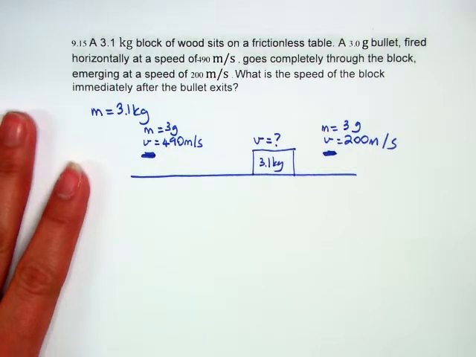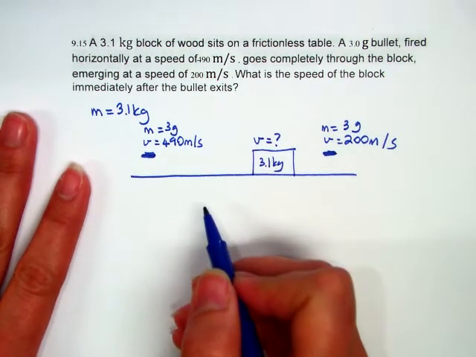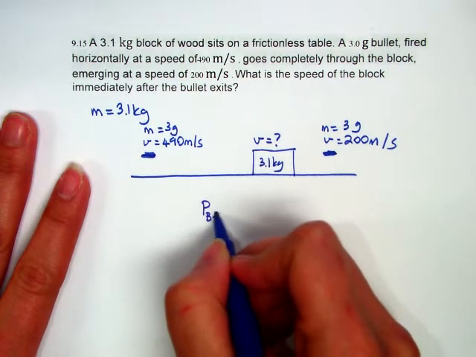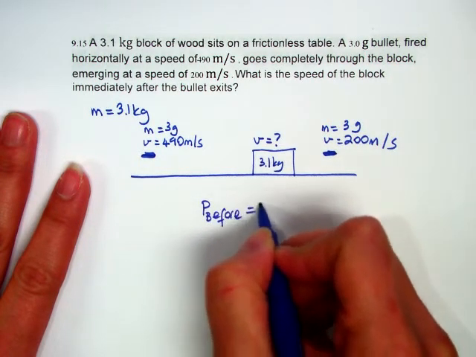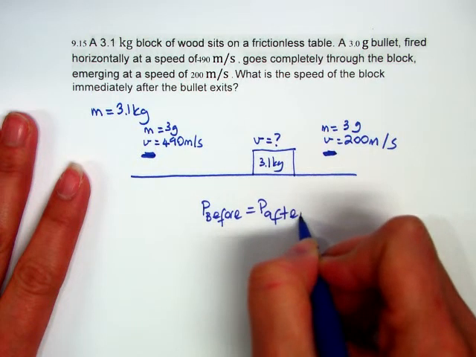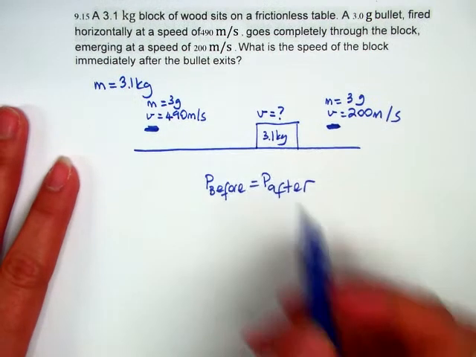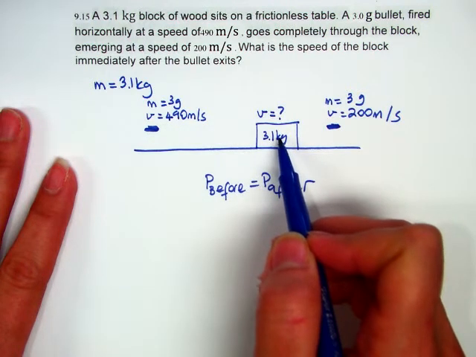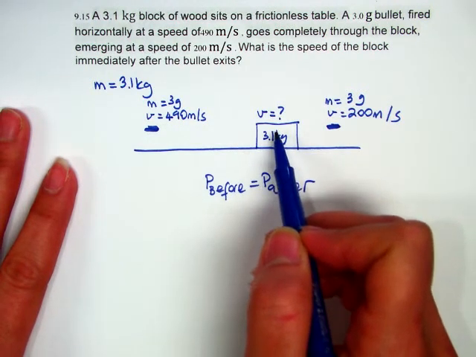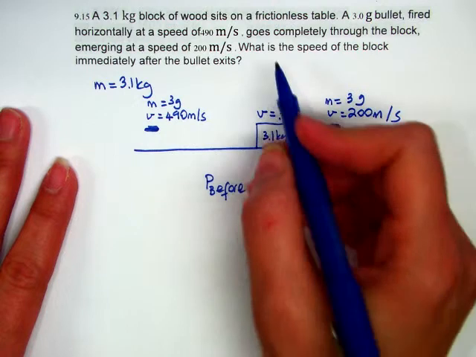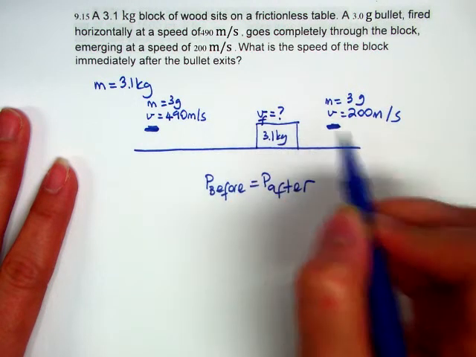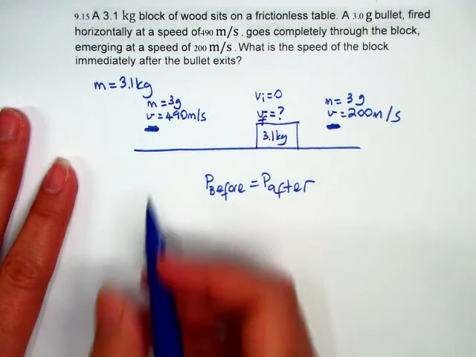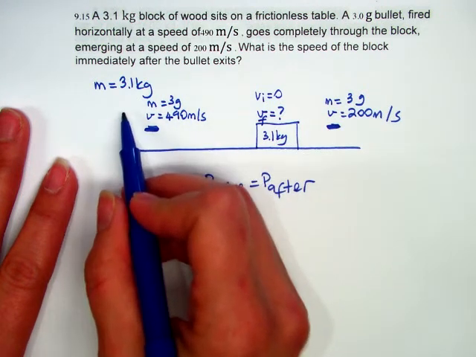So this is a question of conservation of momentum, which says momentum before is equal to momentum after. What is momentum before? It is a moving bullet and a resting block. Initially the block has 0 velocity, because the block is not moving at the beginning. So I'm going to start off with the bullet momentum.